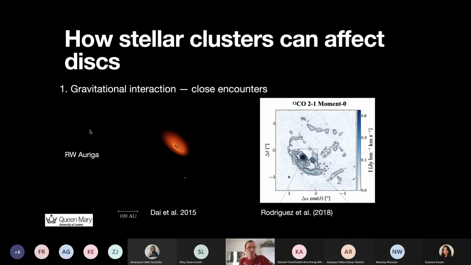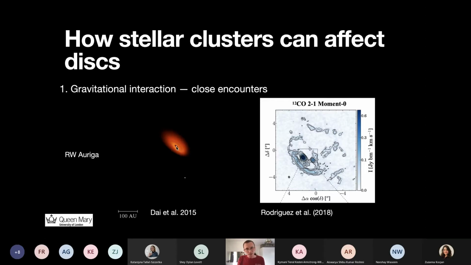So how can a star cluster, where you're making your young stars, actually affect the disks and affect the planet formation? Well, one way is through gravitational interaction. So this is an extreme example called RW Auriga. This is an observation of what the system looks like. So you've got two stars with disks and then this ginormous tail and also all this mess over here.